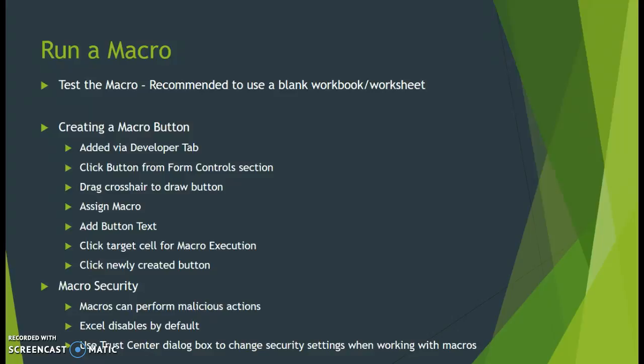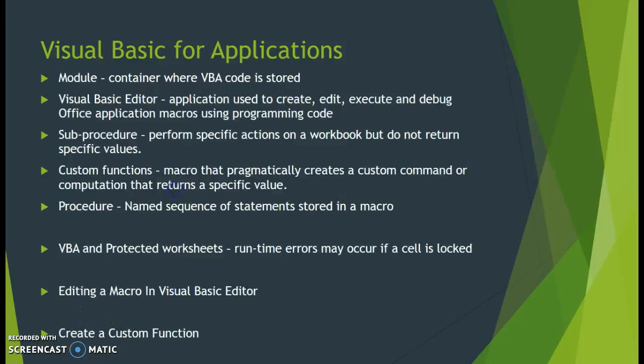So by default, Excel will disable macros if somebody sends you a file and you open it in Microsoft Excel. What you have to do is go to the Trust Center dialog and change the security settings. But again, be advised and make sure that you can trust the person who sent you the workbook and the macros that are embedded in it.